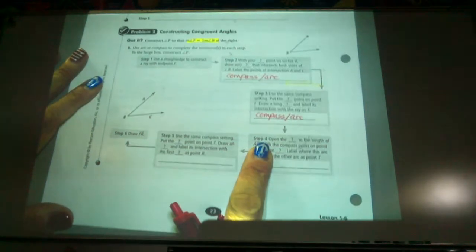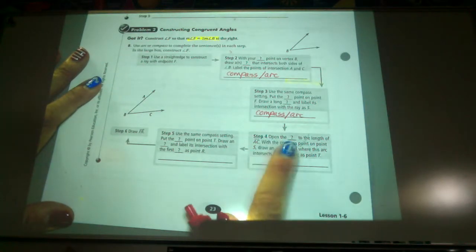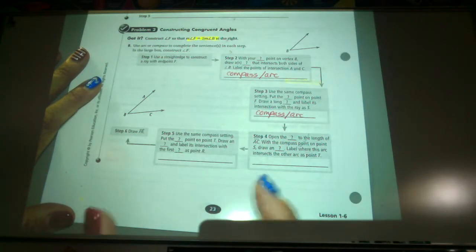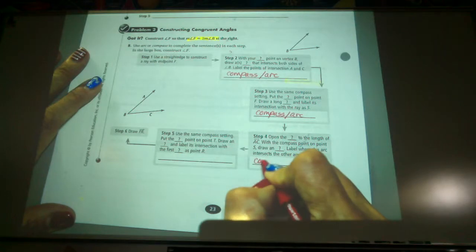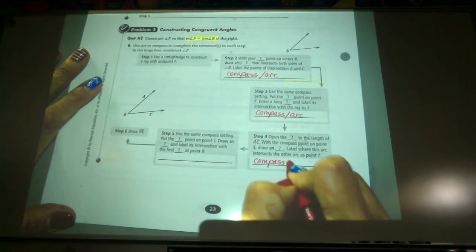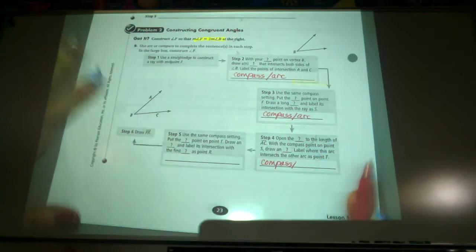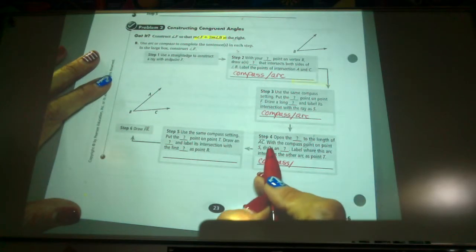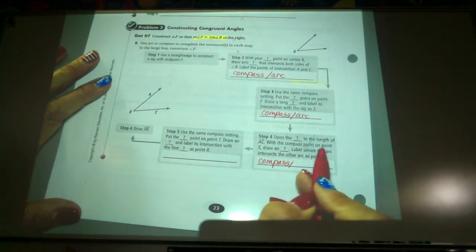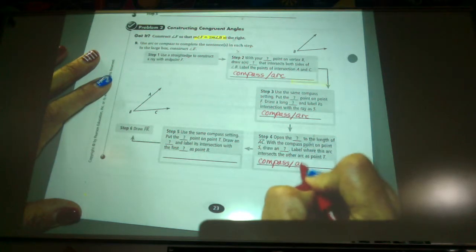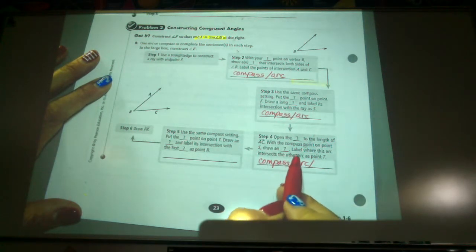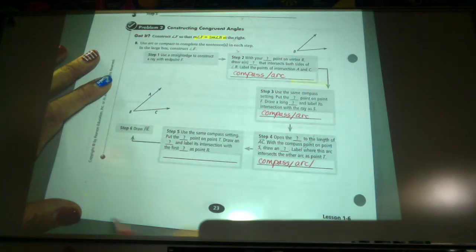So then step 4, open the compass. Well, we use safety compasses here at Horizon, so you won't open your compass, you'll just measure a particular length. So open the compass to the length of the distance from A to C, which will be from here to here. With the compass point on point S, draw an arc, which I'll demonstrate. Label the point where this arc intersects the other arc as point T.